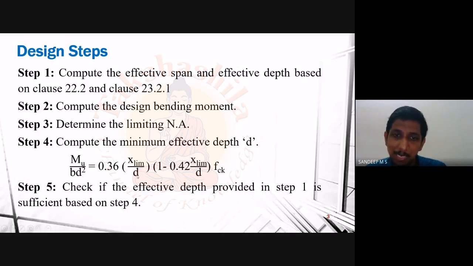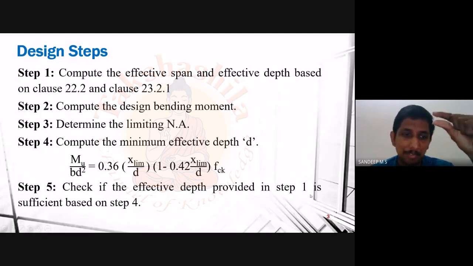We know the value of X limit by D calculated in step number 3. We also know the grade of concrete. So the only unknown in this equation will be our effective depth, and we will get a value of effective depth here. Then we compare this depth with the assumed depth, the depth we have taken previously. Check if the effective depth provided in step 1 is sufficient based on this depth. Basically this is the minimum depth actually required to produce this moment. So check whether the depth is larger or lesser with respect to this one, and make corrections accordingly. This is what we do at this stage.